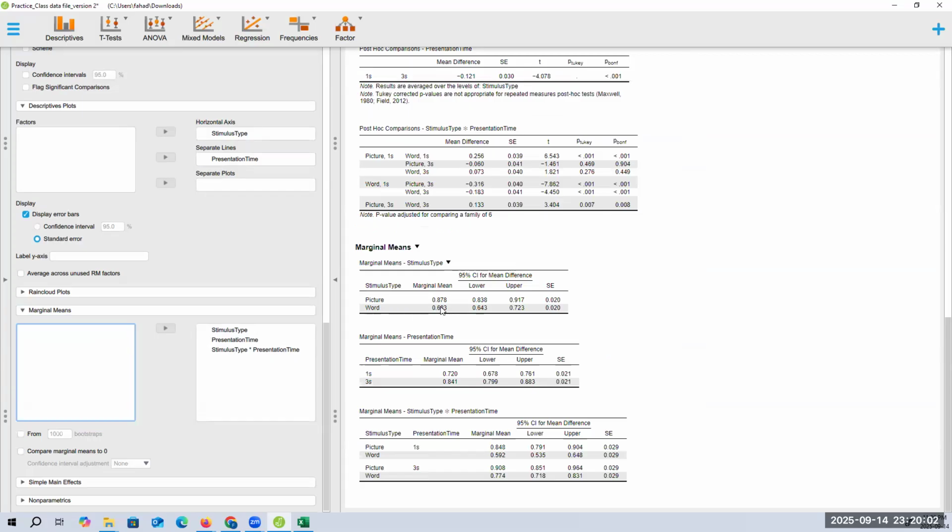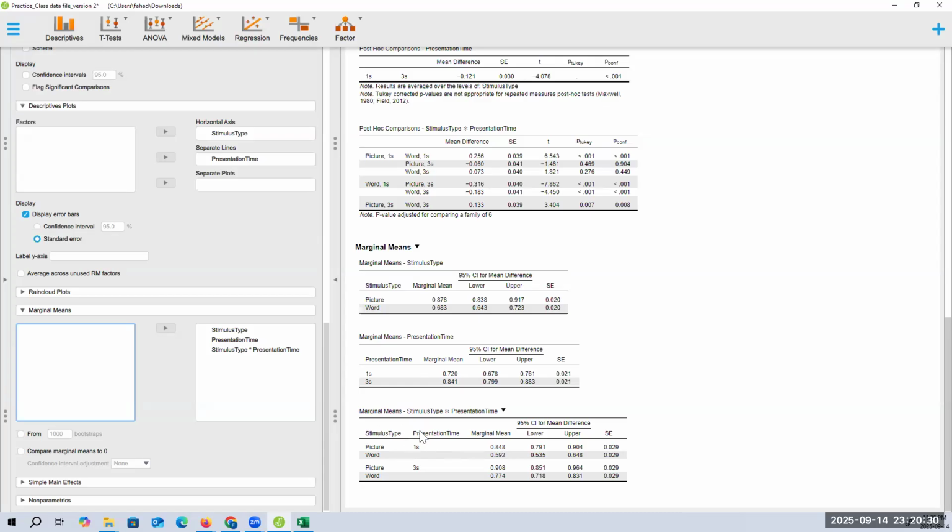That's obvious, irrespective of the duration. So we're not considering presentation time. Now, when we consider presentation time and encoding, the pictures and words that were presented for 3 seconds are recognized better than the pictures and words that were presented for 1 second, right? Now, you look at the stimulus type times presentation time, and we want to look at marginal means.